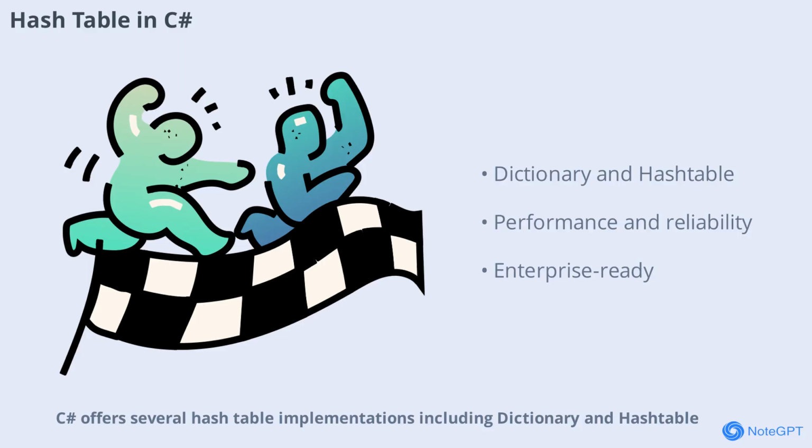C# offers several hash table implementations, including Dictionary and Hashtable. These classes provide fast, key-based access to data and are widely used in .NET applications. C# hash tables are designed for performance and reliability, making them a solid choice for enterprise software and large-scale systems.